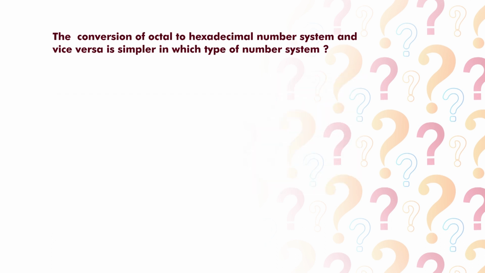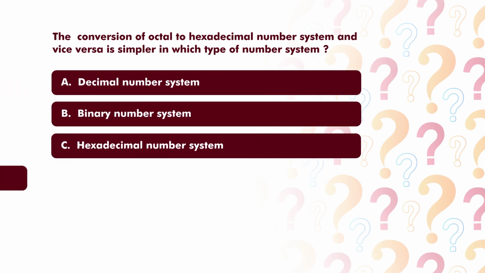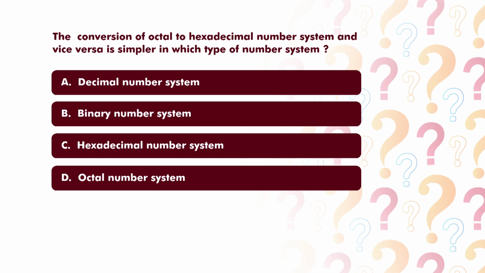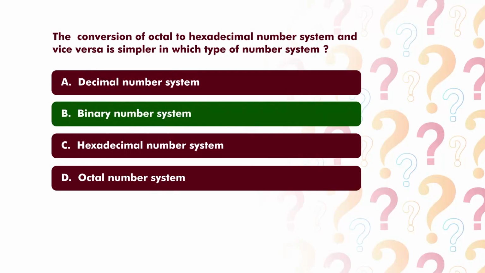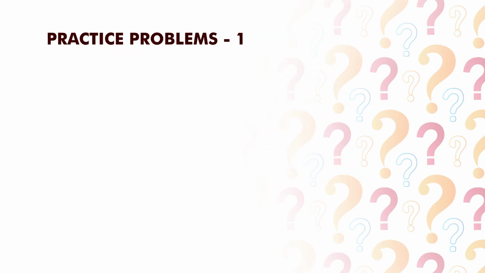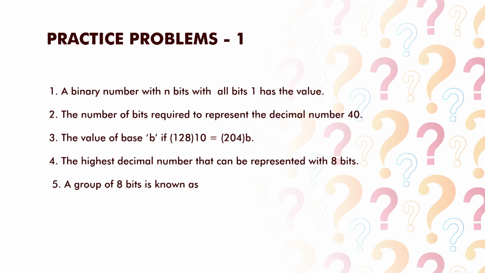The conversion of octal to hexadecimal number system and vice versa is similar in which type of number system? We have got 4 options. The first is the decimal number system, then the binary number system, then the hexadecimal number system, and the last option is the octal number system. Any conversion, whether it is from decimal to binary, binary to octal, octal to hexadecimal, or octal to binary, the simpler method is to go through the binary number system, that is option B. These are some of the practice problems. I have given you 5 questions. You practice them at home, and in the next lecture we will discuss them.